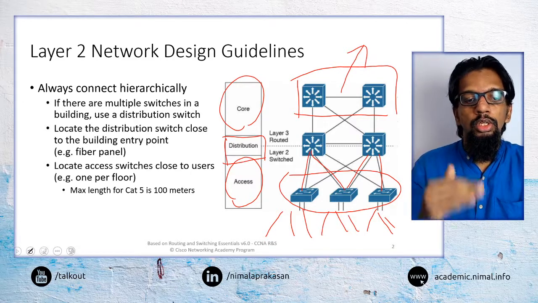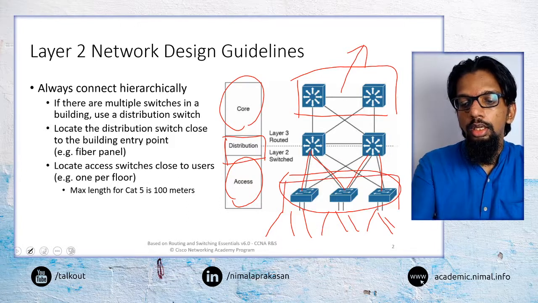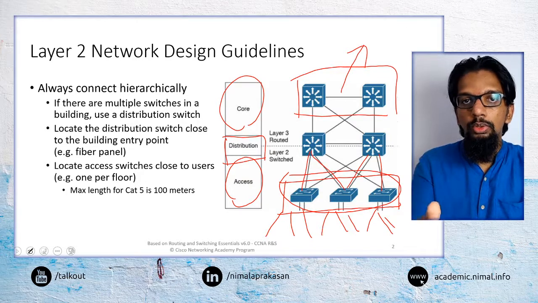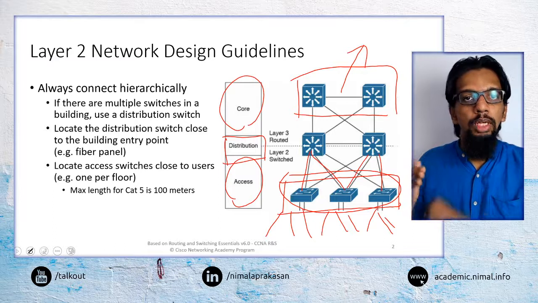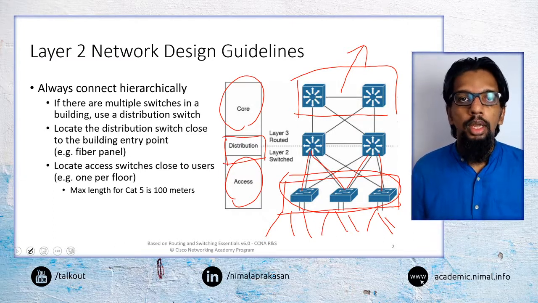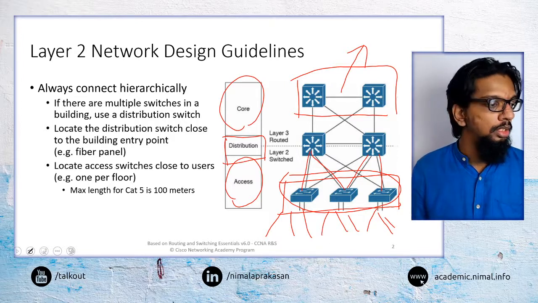So what we would do is locate the access switches or edge switches closer to the users, because in most Ethernet applications we will have a limitation in terms of how far we can have these wired connections go. So in a typical Cat5 cabling, we can only go up to say 100 meters.